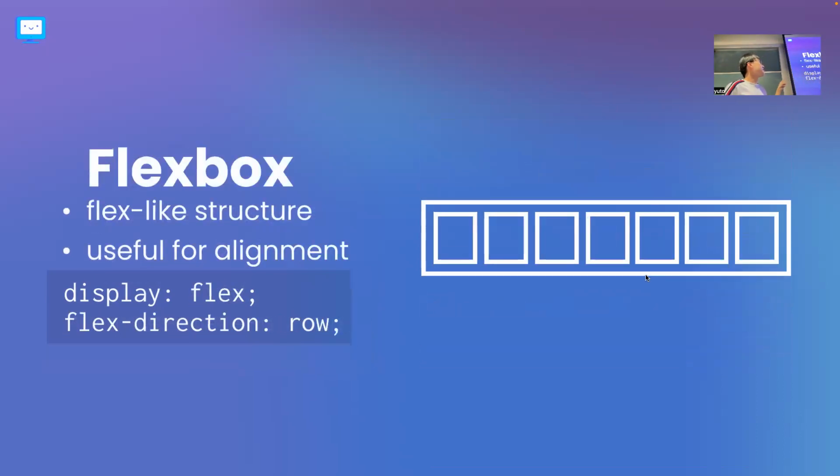A flexbox is a flex-like structure. So this is useful for alignment, not so much for 2D layout, although it is technically a 2D management type of deal. You set the display to flex, and the flex direction becomes whatever you want: row-reverse, column-reverse, and it will do it like that for you. So since the flex direction is row, it's going to be left to right, and have 7 elements right here. So there's 7 from left to right.